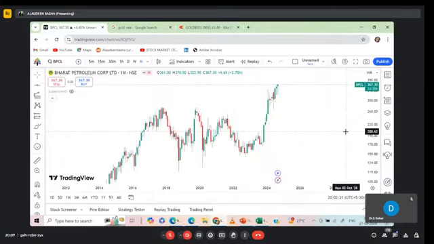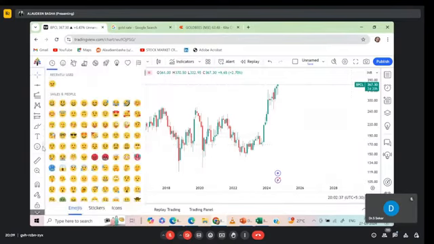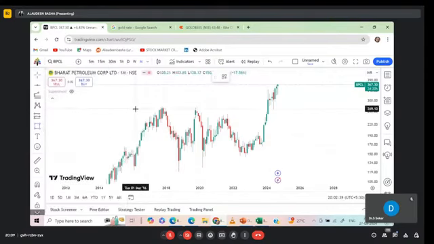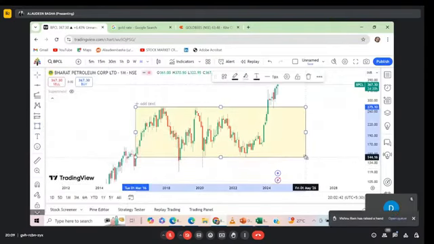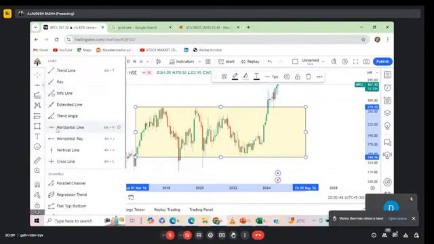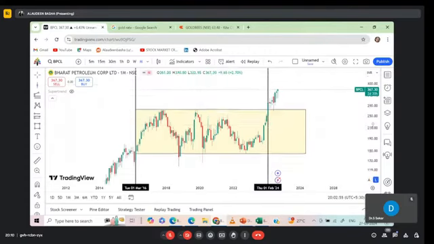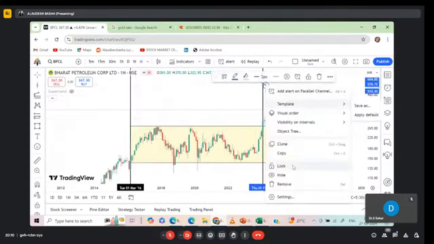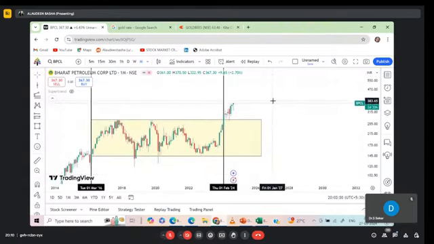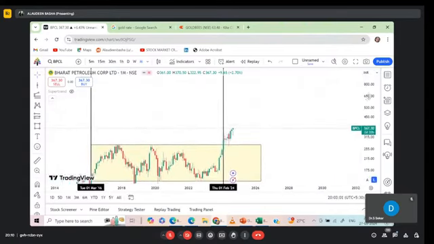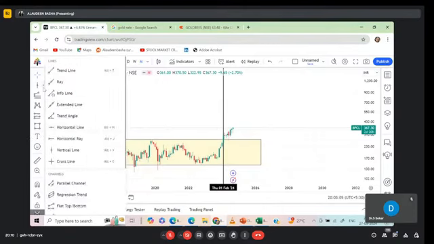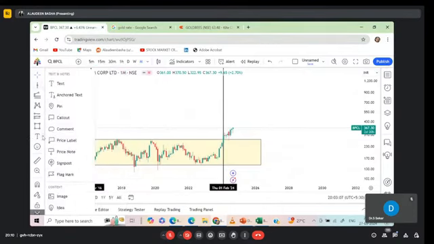Yes, it's very good. After a long period. Let me mark it for your convenience, from 2016 to 2024. Yes, it's a great opportunity in BPCL. For a long-term perspective, you can invest in BPCL. Definitely, it will move at least the same percentage. I will show you.